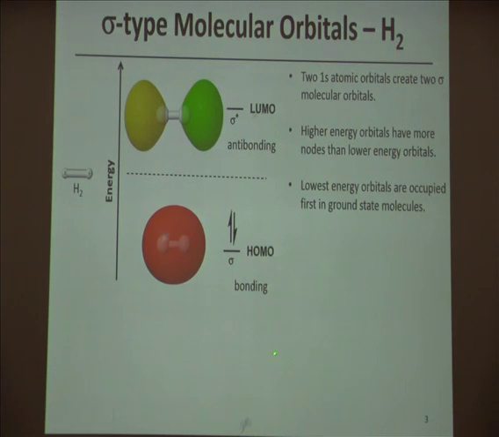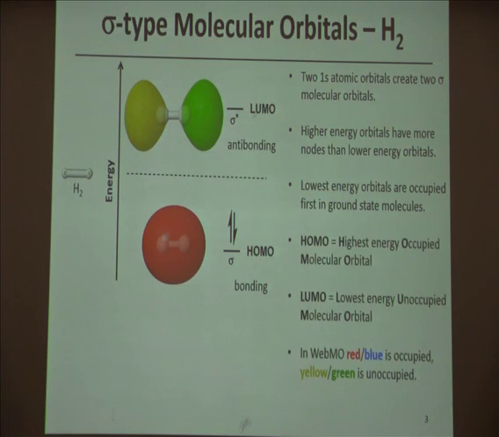So, as you've learned in the past, generally the lowest energy orbitals are occupied first in ground state molecules, and so two electrons here are in the lower energy orbital, which is the highest occupied molecular orbital. It's a bonding orbital. There are no electrons in the LUMO, or the lowest unoccupied molecular orbital. And as I said previously, WebMO nicely colored these orbitals in a red-blue fashion for occupied or yellow-green for unoccupied.